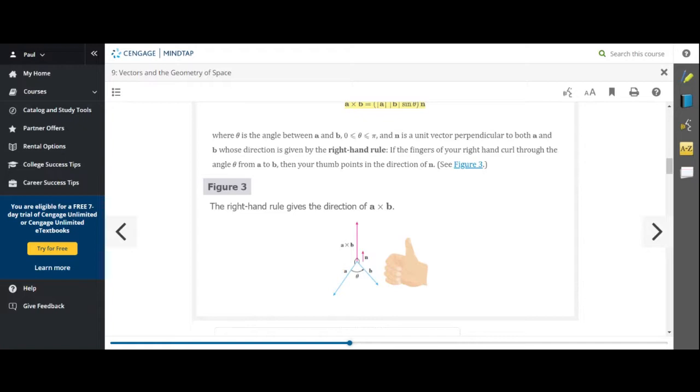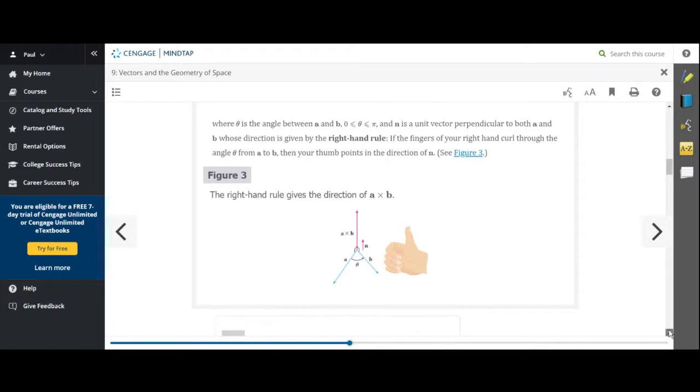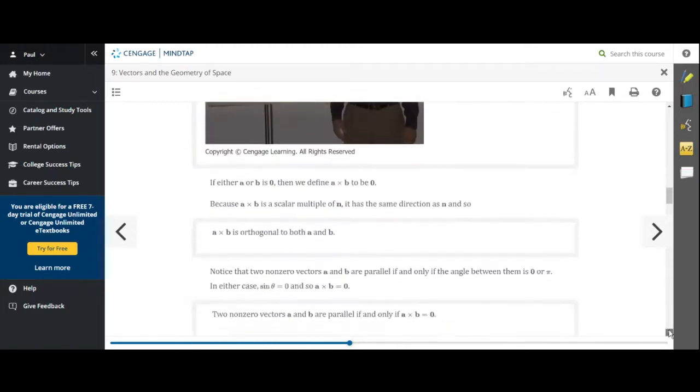So that's simply how we describe the cross product in simple terms. Are there any questions so far? Okay, all right.